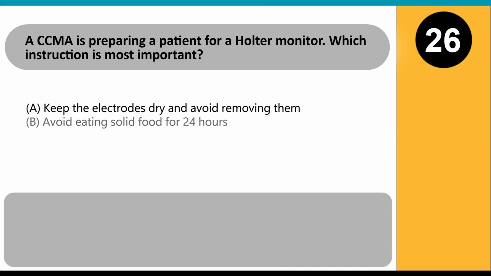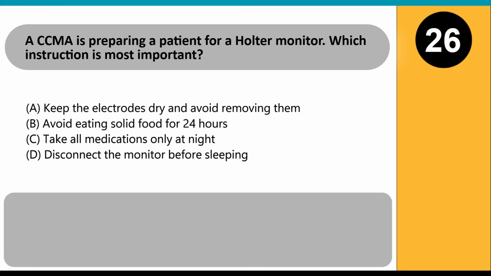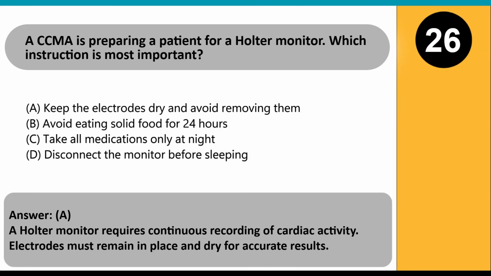A CCMA is preparing a patient for a Holter monitor. Which instruction is most important? A. Keep the electrodes dry and avoid removing them. B. Avoid eating solid food for 24 hours. C. Take all medications only at night. D. Disconnect the monitor before sleeping. Answer: A. A Holter monitor requires continuous recording of cardiac activity. Electrodes must remain in place and dry for accurate results.